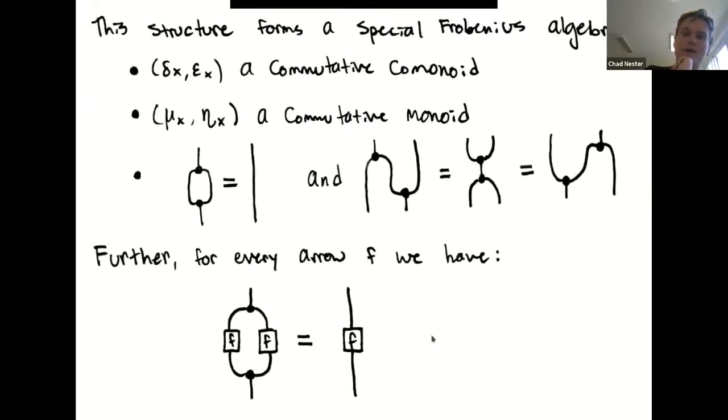This structure forms in REL and will be required for us to form a special commutative Frobenius algebra at every object. That means that delta and epsilon are a commutative comonoid, mu and eta are a commutative monoid, and delta and mu together satisfy the special Frobenius equations. And it turns out, as a lemma, that to get this Cartesian bicategory of relations structure it's enough to just say that we don't care how many times a thing is related to another thing. We don't care about multiplicity. So if I have delta, then f tensor f, then mu, that's just the same thing as f.